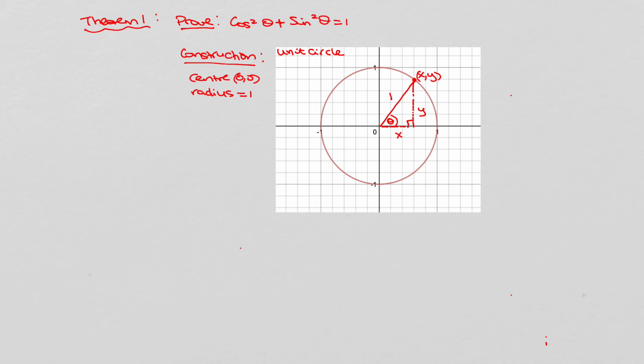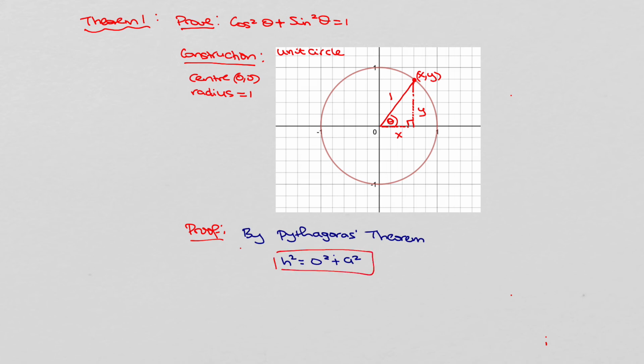And then our proof is fairly easy, because all we need to do is look at that right angle triangle and we say by Pythagoras, we know that h squared is equal to o squared plus a squared. And therefore we have the opposite, the adjacent, and the hypotenuse marked in on our right angle triangle. So that would be 1 squared is equal to y squared plus x squared.